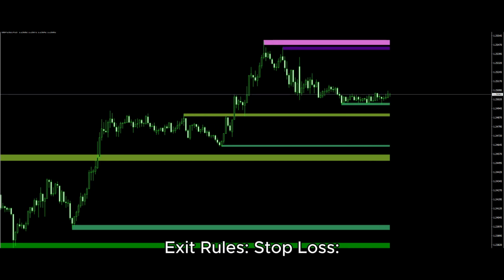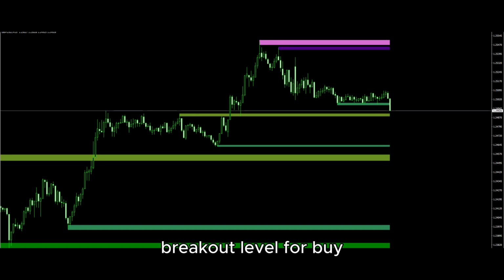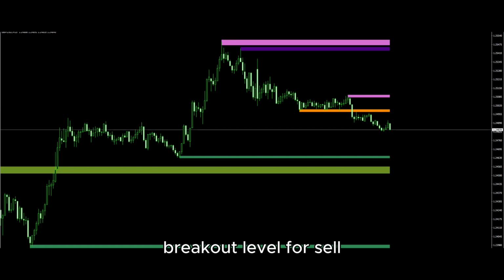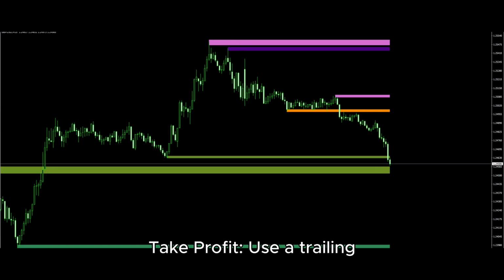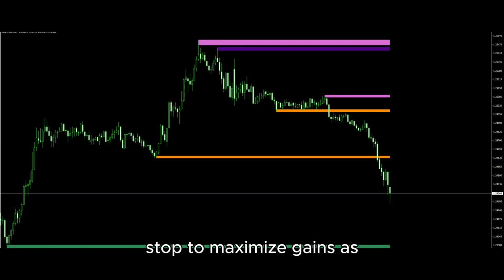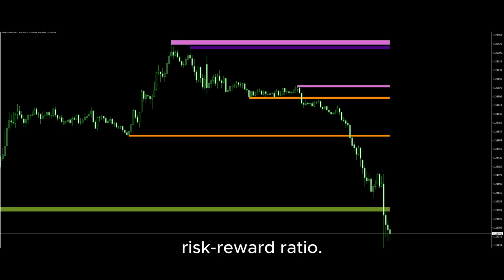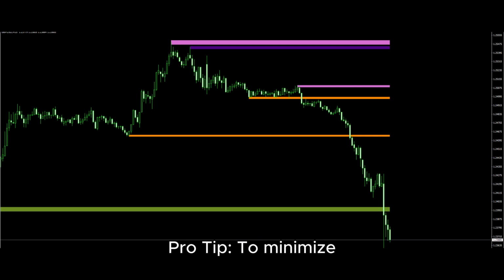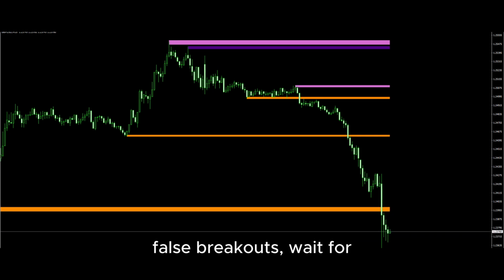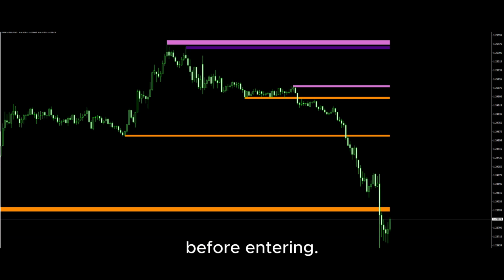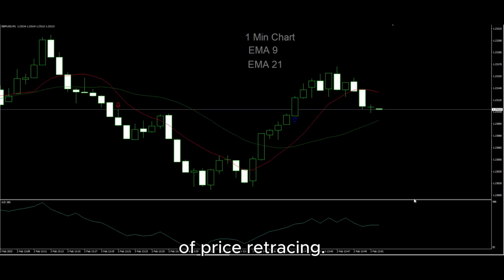Exit rules. Stop loss: place just below the breakout level for buy orders and above the breakout level for sell orders, 15 to 20 pips away. Take profit: use a trailing stop to maximize gains as momentum continues. Risk-reward ratio. Pro tip: to minimize false breakouts, wait for a 2-candle confirmation beyond the breakout level before entering. This reduces the risk of price retracing.